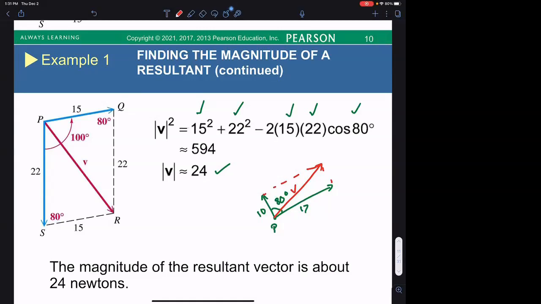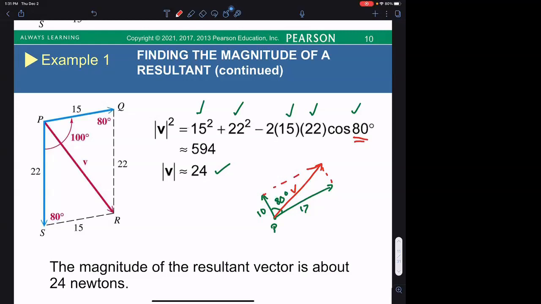Professor, yes, question. What made them say that cosine, when A was 80? Because it's in a different triangle. So how did you know that it was the angle A? Great question.